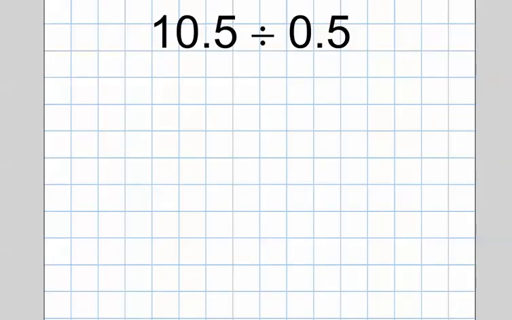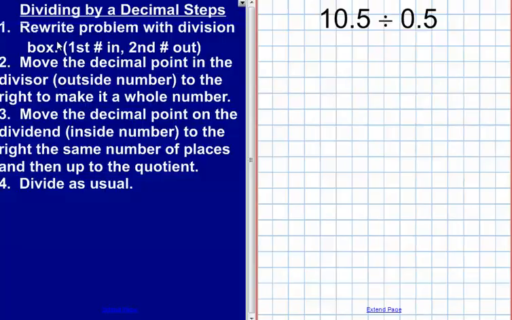So what I need you to do is up at the top, we're going to go through all of these together. If I have 10.5 as my first number, that's my dividend, which goes inside the house. So I'm going to put 10.5, or 10 and 5/10, inside the house. My second number is called the divisor, so that's going to go outside of the house. So I rewrote the problem. That's step one, done. Let's put a check mark there.